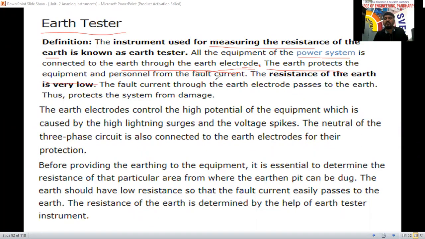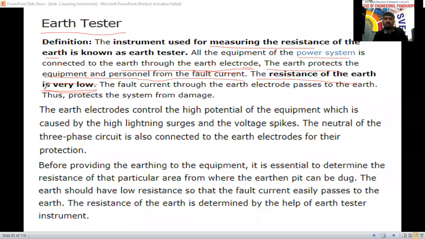If leakage current or fault current is going to flow through the body or through the equipment or appliances, then what will happen? It is going to bypass into the ground, the earth. The resistance of the earth is very low. It may be 0.05 ohms.